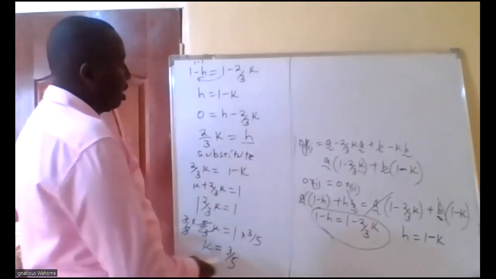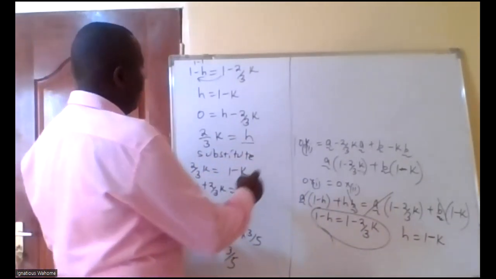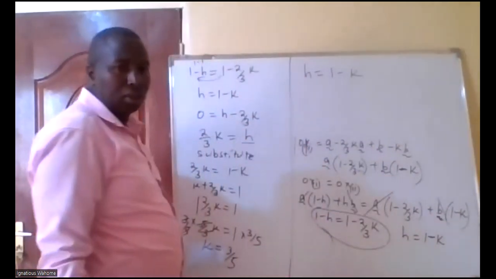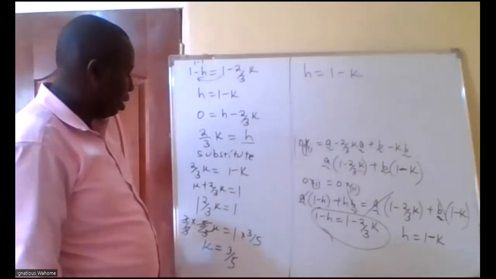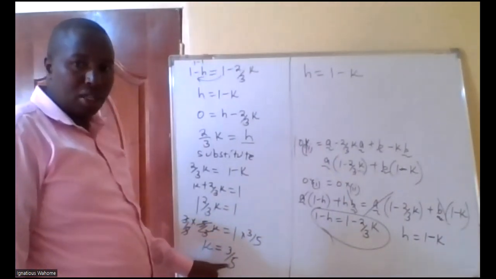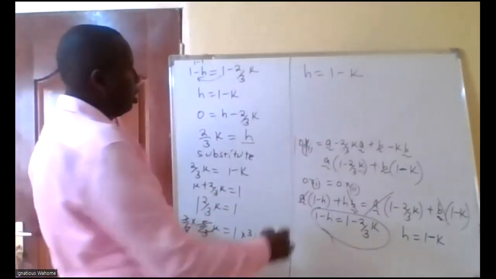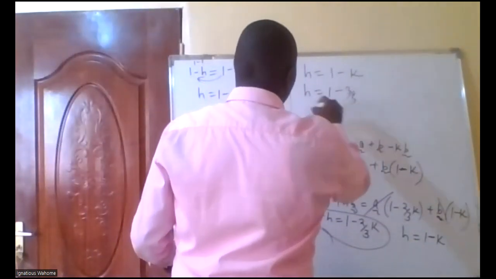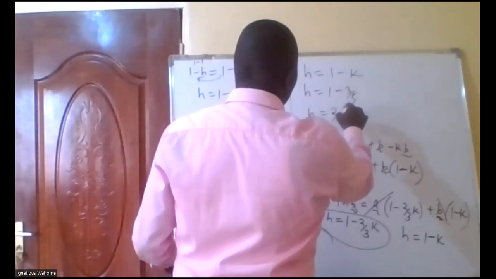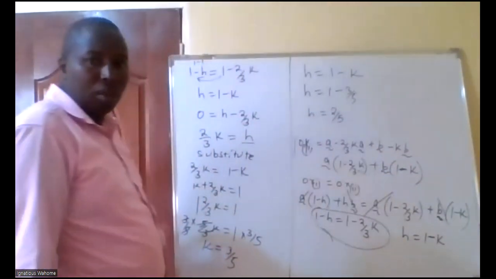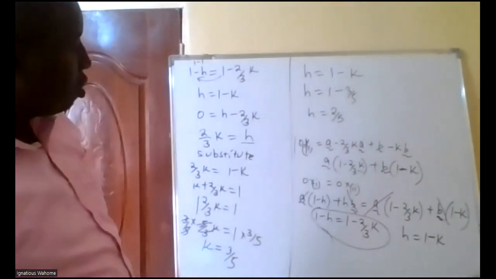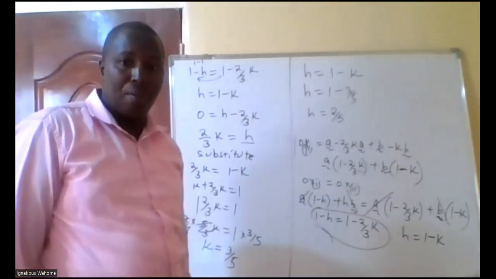So to finish that question, now we can find H. Our H was 1 minus K, and you already have K. K is 3 over 5. You substitute. So H is equal to 1 minus 3 over 5. You subtract that, and you get that H is equal to 2 over 5.